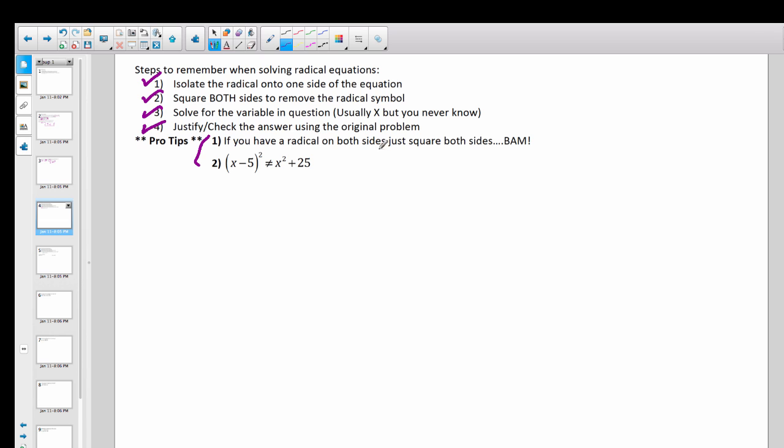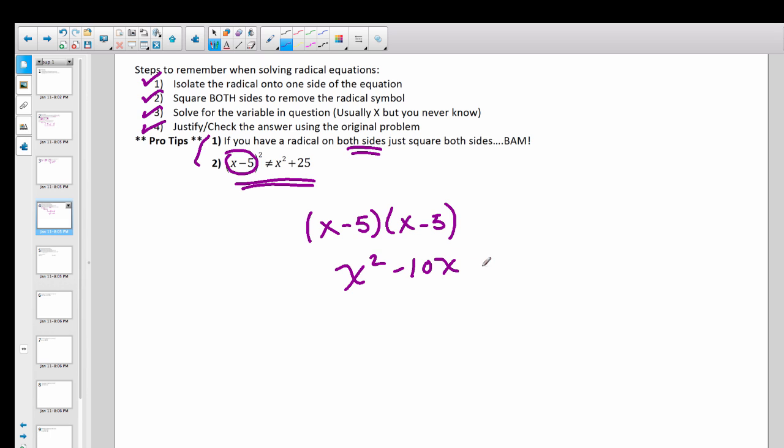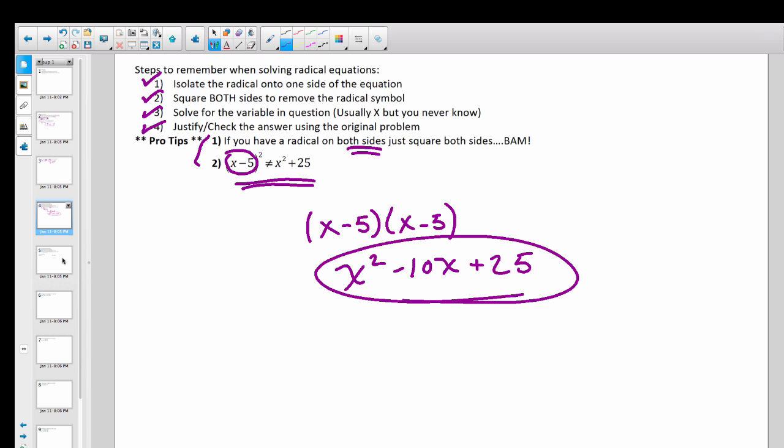And these are a couple pro tips right here. Even if you have a radical on both sides, which you'll see, it kind of freaks you out when you first see it, you still just square both sides and both radicals disappear. And please, finally, this I still see. Since we're going to be squaring both sides, this will happen often. You'll be squaring a binomial. So please remember, x minus 5, just for example, squared is not equal to x squared plus 25. It's far more complicated than that, wouldn't you say? It looks like this. So then you FOIL. That's what it looks like. Keep that in mind.